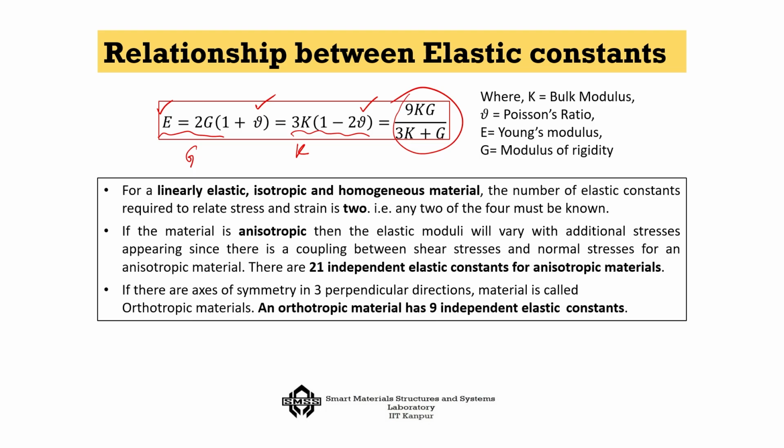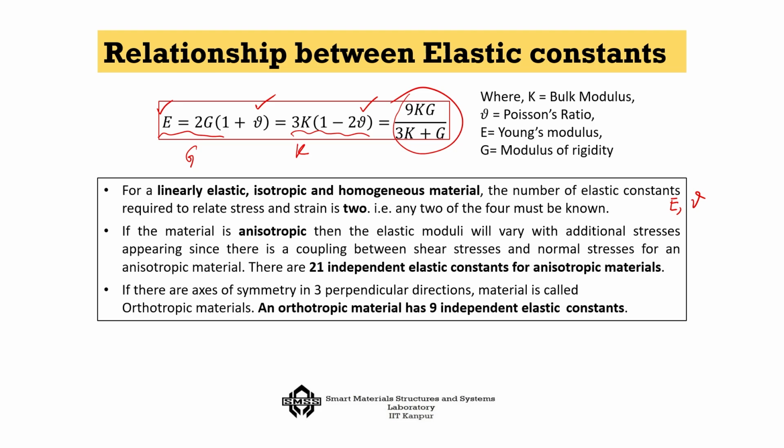Now, another very important thing is that if a material is linear, elastic, isotropic and homogeneous material, then the number of elastic constants required to define the stress strain relationship will be only 2, right. That means maybe it is just E and nu or G and nu, etc.